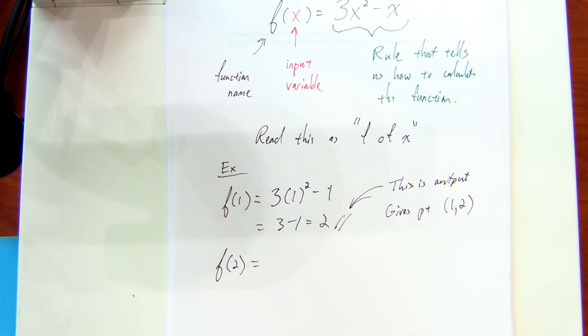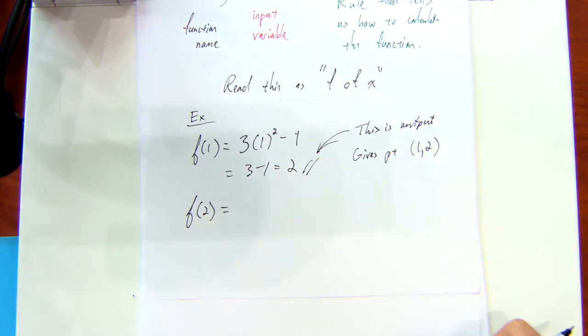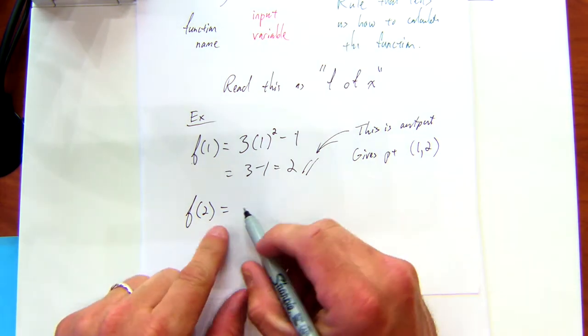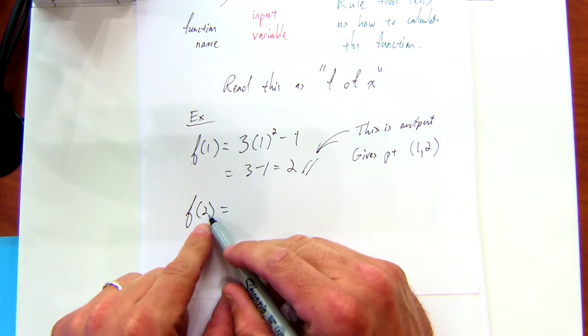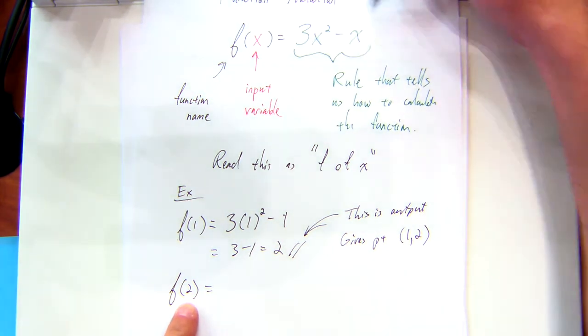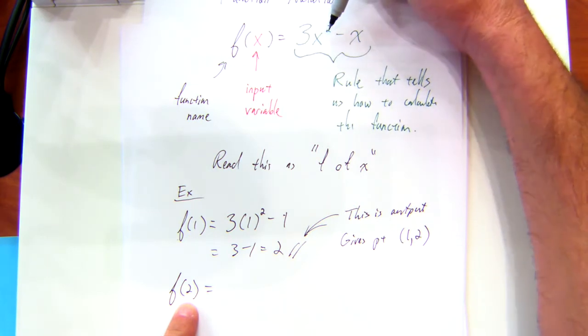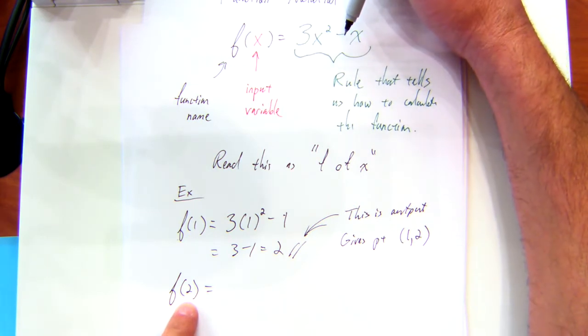Okay, so you should get 10, but let me go over it. So my input is 2. I have to keep going up and down. This is the rule that I'm using. This is what I want to plug my 2 into, basically, right?